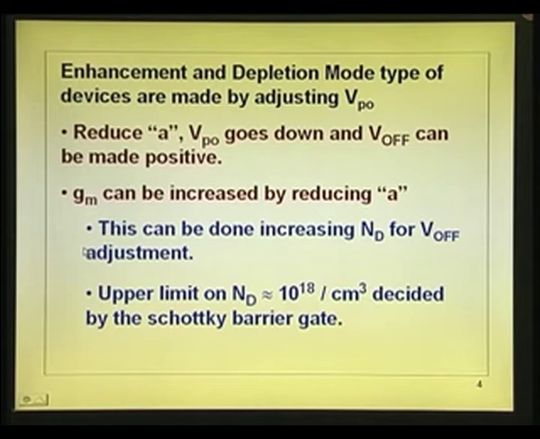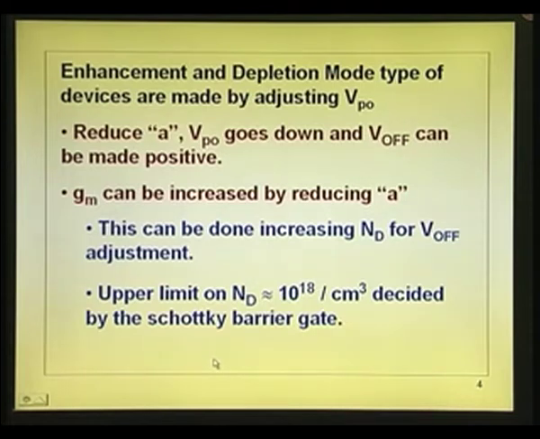Now, once you fix your threshold voltage or the off voltage by fixing V p 0, if you reduce a, V p 0 will fall. Okay. But if you want to bring back the V p 0, you must increase the doping. So, this can be done by increasing N d for V off adjustment. I hope that statement is clear. Reduce a to get better transconductance, but you cannot get greedy and go on reducing a, because then you have to accompany it by increasing doping, and there is an upper limit on doping.